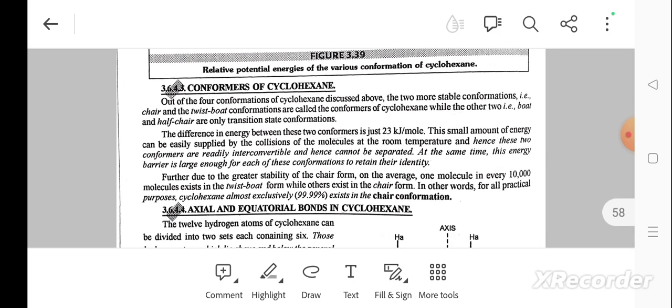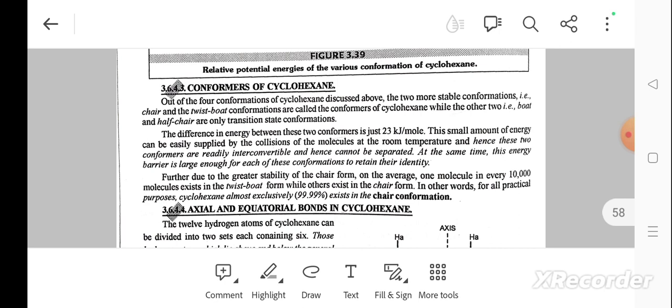Conformation of cyclohexane. Out of the four configurations of cyclohexane discussed above, two are stable, more stable configurations. The chair and the twisted boat configuration are called the conformers of cyclohexane, while the other two, boat and half chair, are only transition state configurations.